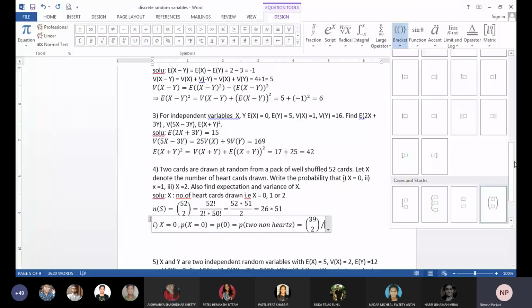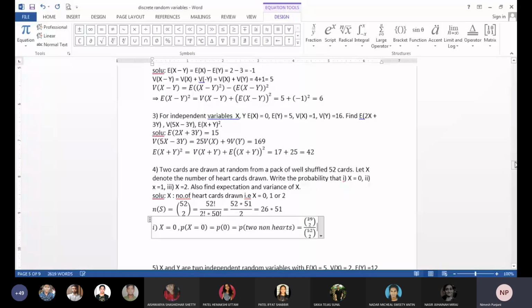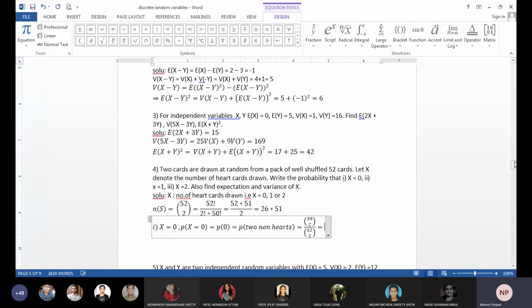So it is n of A upon n of S. So 39C2, how much will it be? Solving it, 39C2 is 39 into 38 divided by 2. So 19 into 39 divided by 26 into 51.